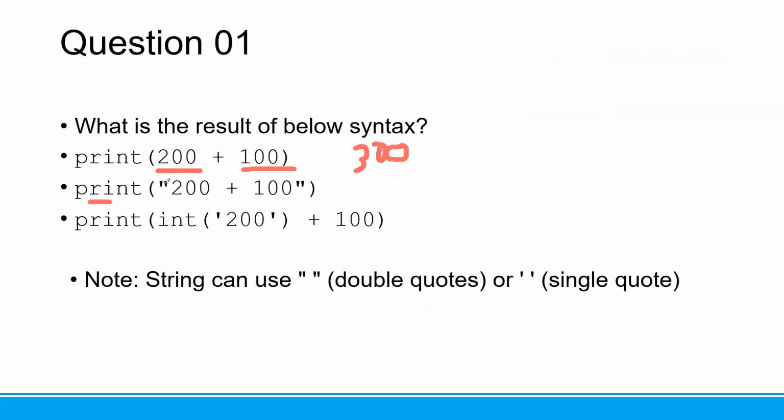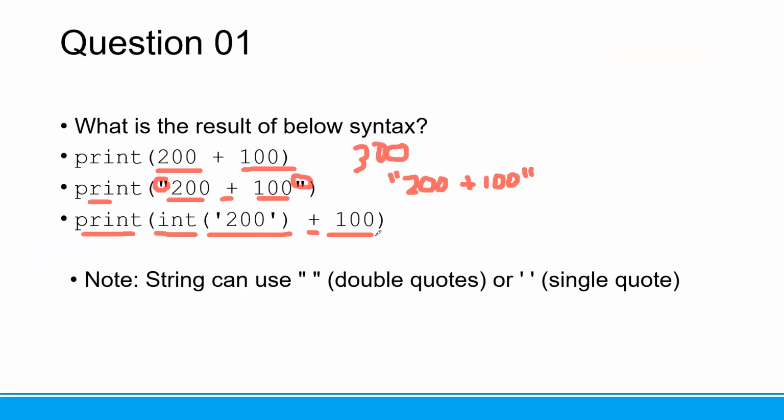Now print, with double quotes, "200 plus 100". Then the result will be 200 plus 100. Usually it will also be with the double quotes. Now print int("200") plus 100.